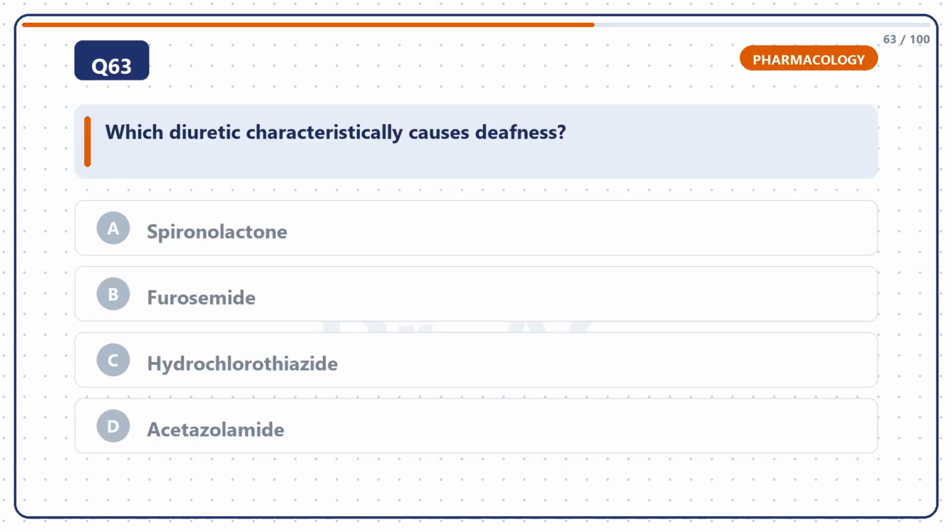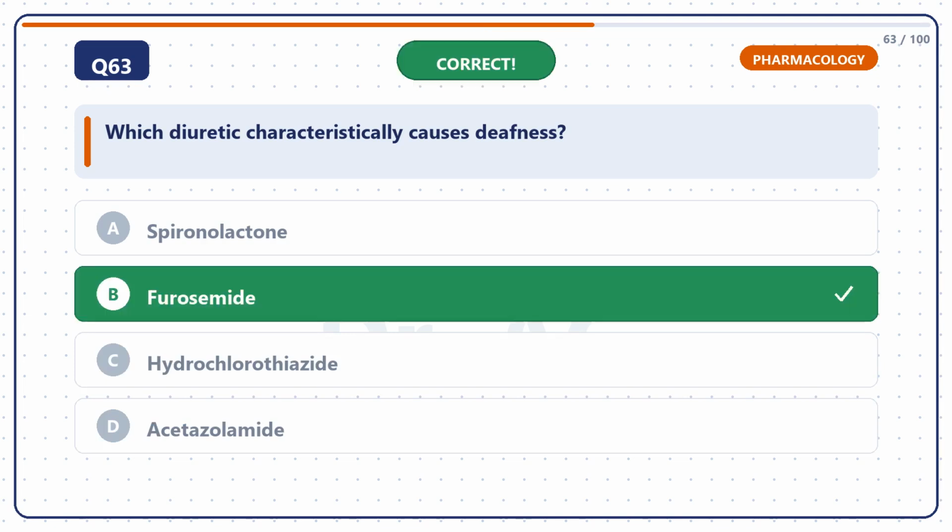Frontal. Question 63. Which diuretic characteristically causes deafness? Option A. Spironolactone. Option B. Furosemide. Option C. Hydrochlorothiazide. Option D. Acetazolamide. The correct answer is option B.